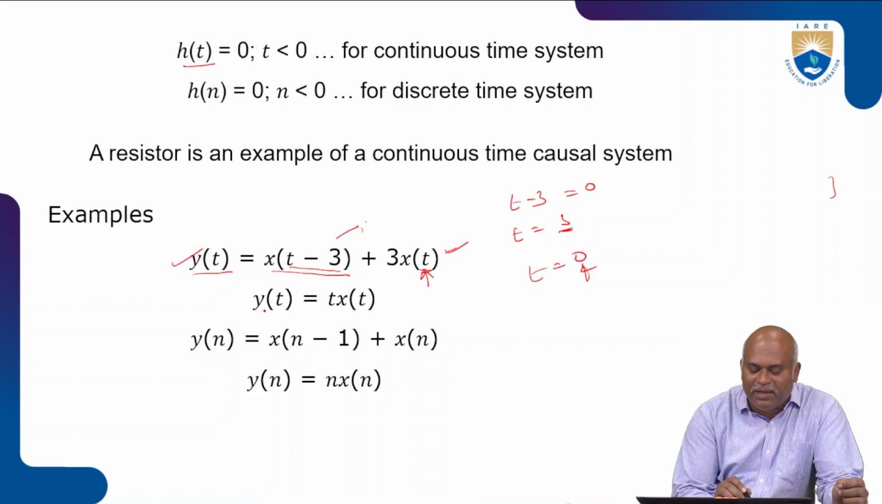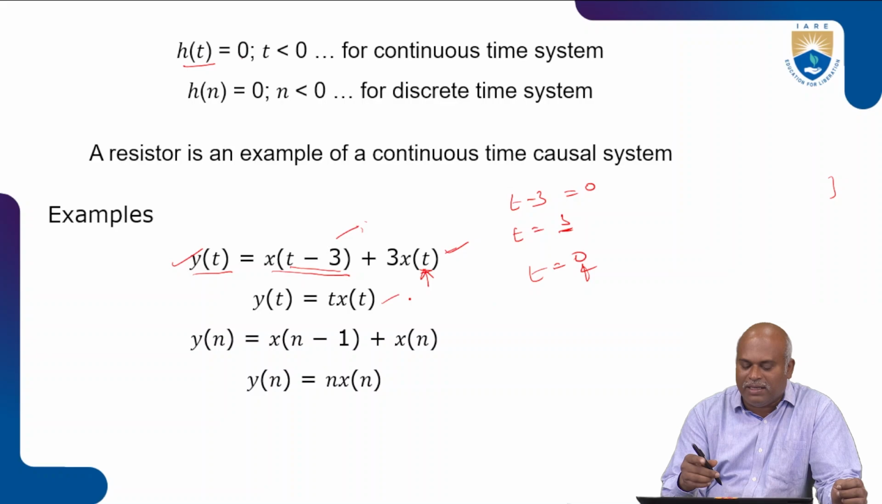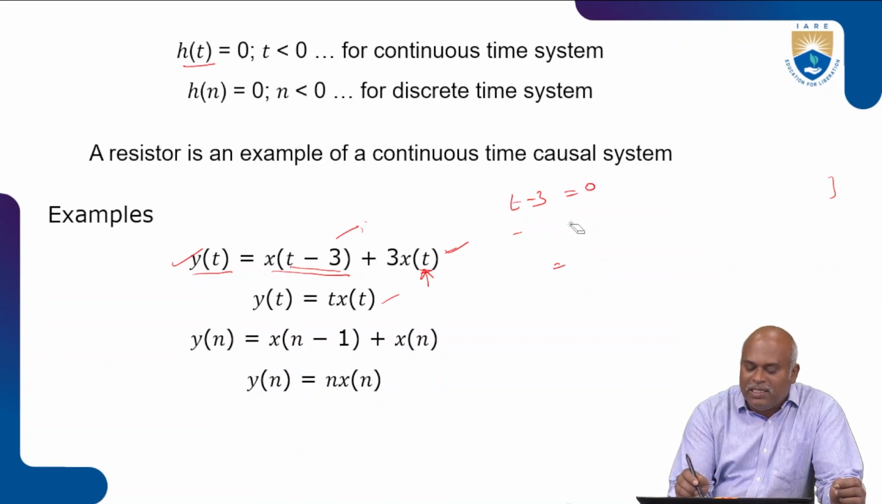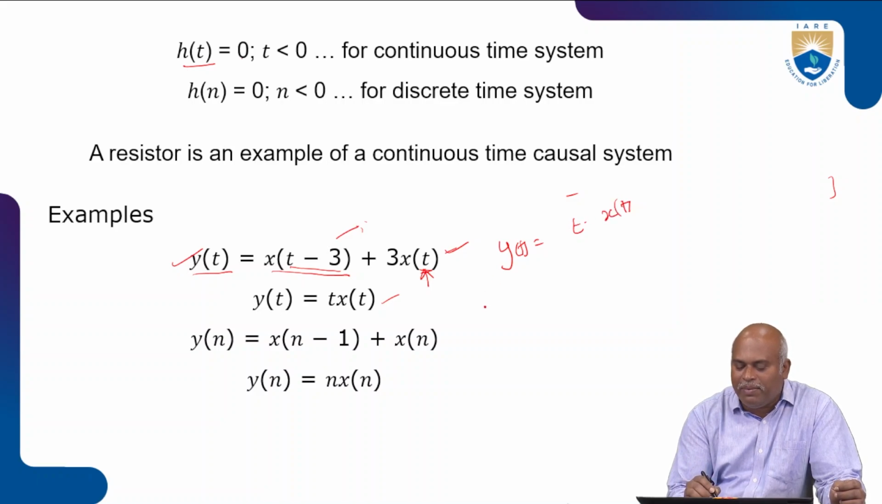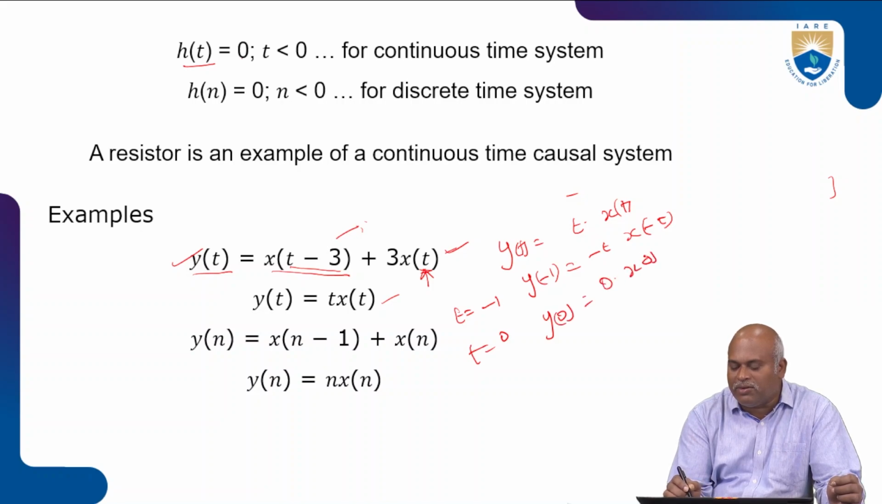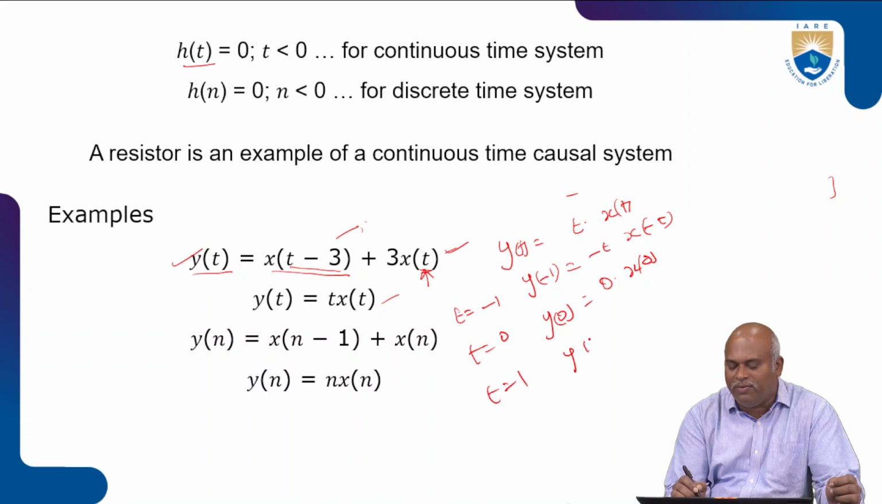Next, we take another example, y of t equal to t into x of t. That is, y of t is equal to t into x of t. Now apply a minus value here, that is t equal to minus 1. What will happen? y of minus 1 is equal to minus 1 times x of minus 1. Then t equal to 0: y of 0 is equal to 0 into x of 0. Then t equal to 1: y of 1 equal to 1 into x of 1.